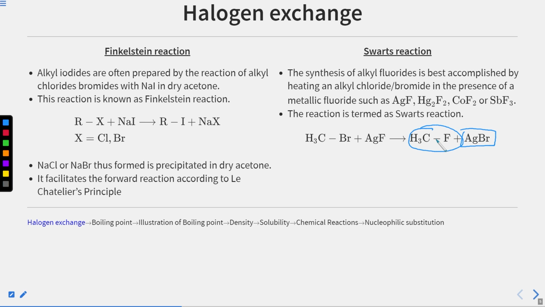So these were the two important halogen exchange methods through which we can prepare our alkyl halide. The first one is Finkelstein, which helps in preparing alkyl iodide. And this Swarts reaction is helping us in preparing fluorides.